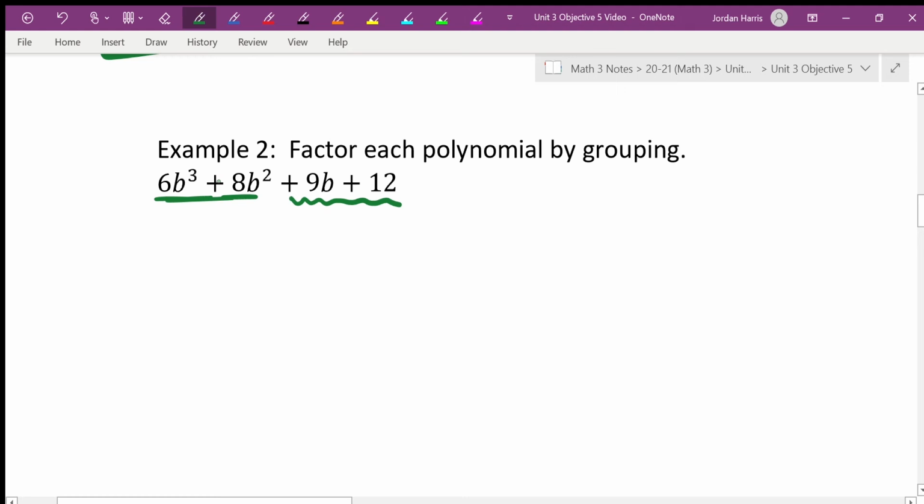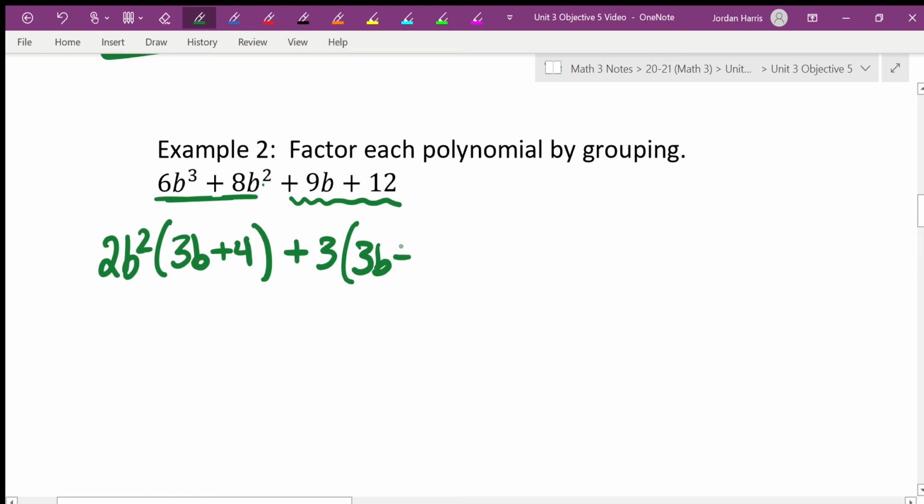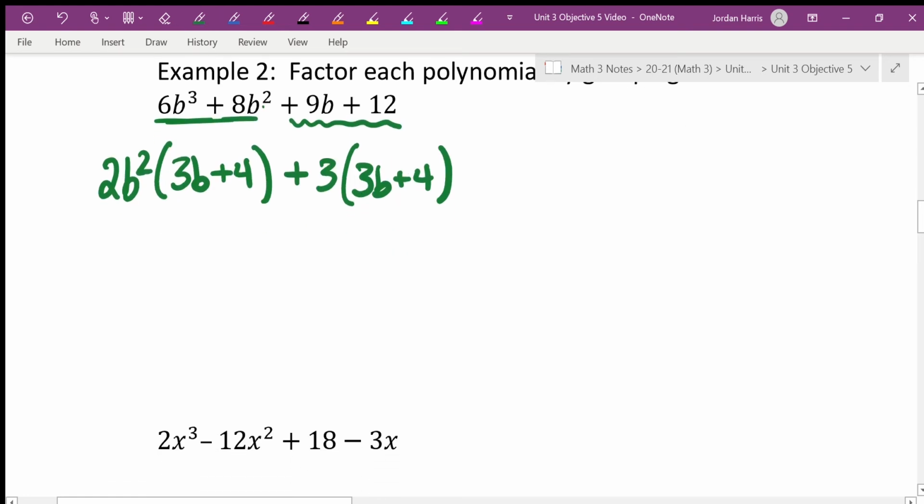So I'm going to look at this first group. What do these have in common? So 2b squared, right? They have a 2b squared in common. So I'm left with 3b plus 4. Plus, not multiply, plus this other side. What do they have in common? Well, they only have a 3. And I'm left with a 3b plus 4 if I factor that out from that group. Okay, and notice they match.